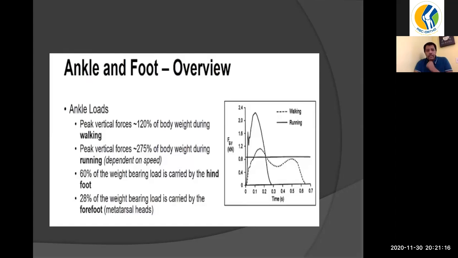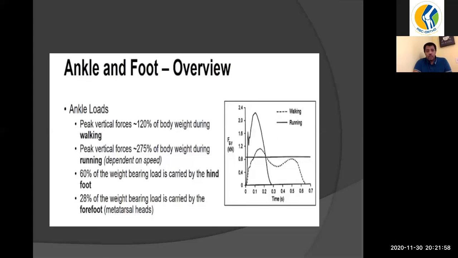So let's look at this diagram. This diagram is comparing walking and running and the load to the ankle joint. If you can see the vertical forces while you are walking, it's about 120% of the body weight. So this is when you are just walking. But when you are running, you put about double of this. When you are running, it's about 275% of your weight, transmitting through the ankle joint and foot.